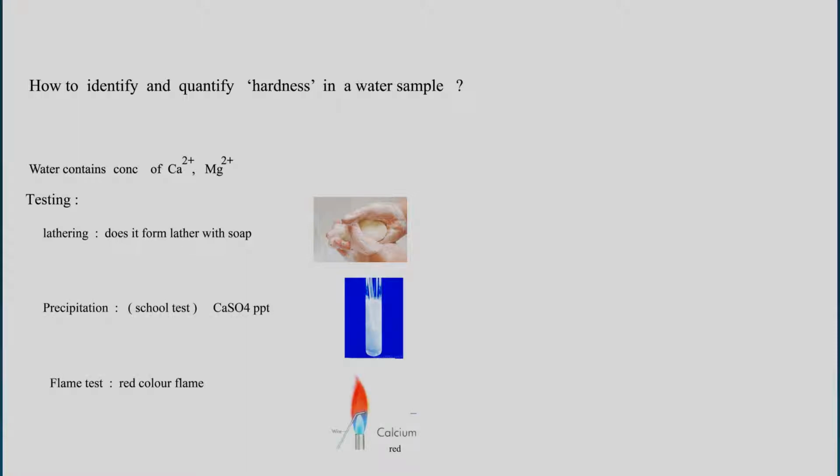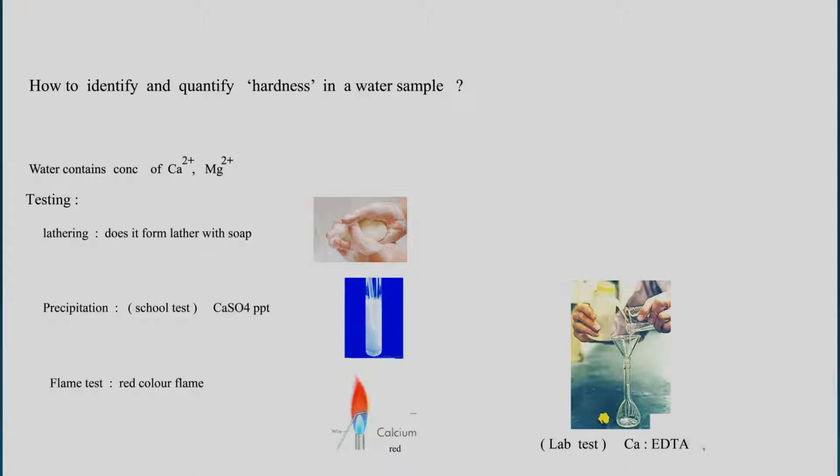Next test, the precipitation test at school. Calcium precipitates with sulfate. You will form a precipitate. To further confirm, do a flame test. It will turn red with calcium ion. In the lab test, they use EDTA to titrate calcium, which gives a more accurate calculation. And of course, for positive ions, you can use AAS to quantify how much.